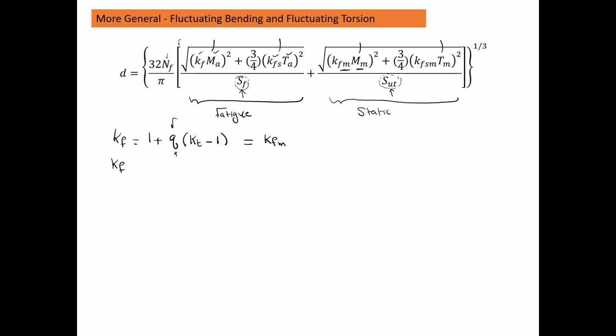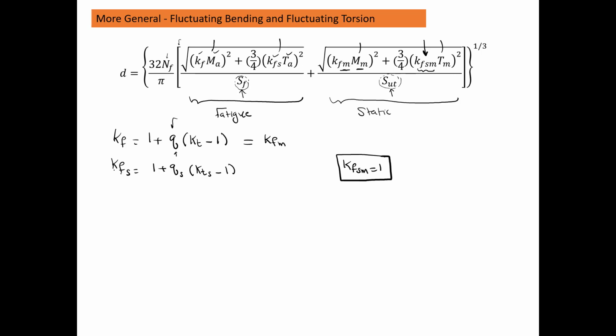And then we have Kfs, so it's the fatigue stress concentration factor from torsion, so it's equal to 1 plus Q from torsional curves or charts times, again, Kt from the torsional charts, and then minus 1, and this will give me my fatigue shear stress concentration factor. And the last one, which is under the mean, Kfsm, we will always take it equal to 1. So you won't even see it inside your equation, but this is the general form for your equation.